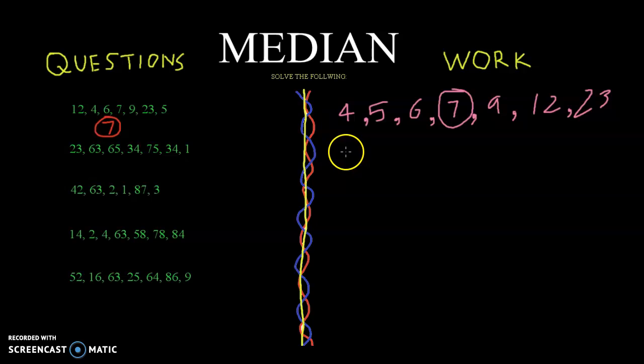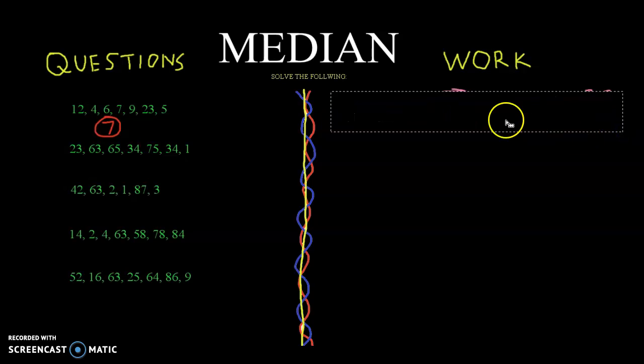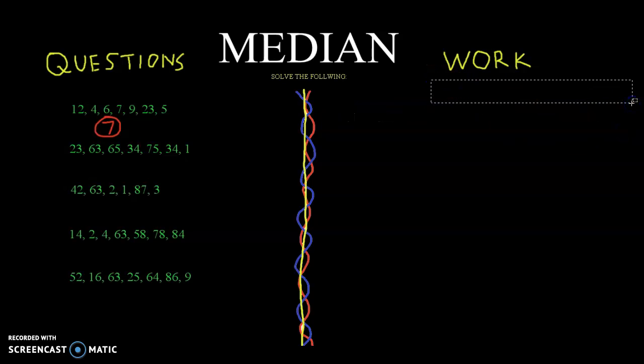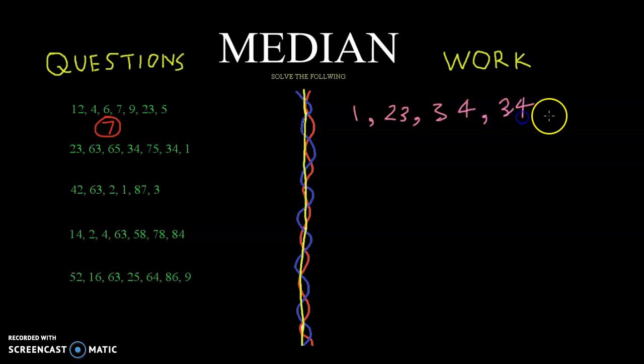Okay, now let's go on to the next one. Let's move on to the next one. Can you find the smallest one? 1, 23, 34, 34, 63, 65, 75. Is that all? Yeah.